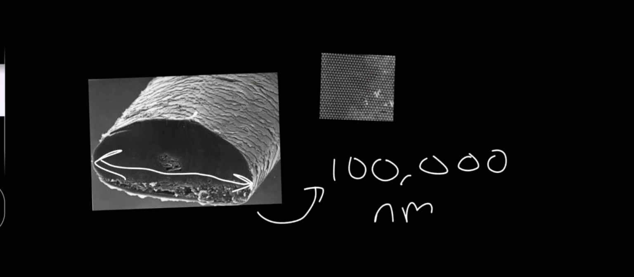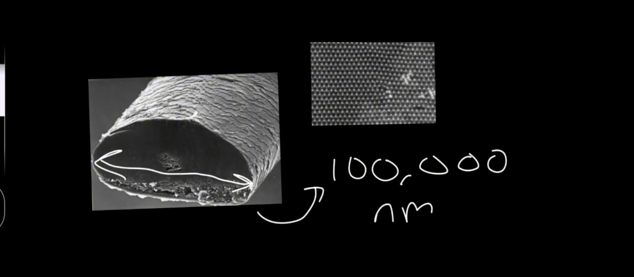So I brought my handy dandy hair follicle. This hair follicle is about 100,000 nanometers in diameter, which is incredibly small. But what's even smaller is these atoms.